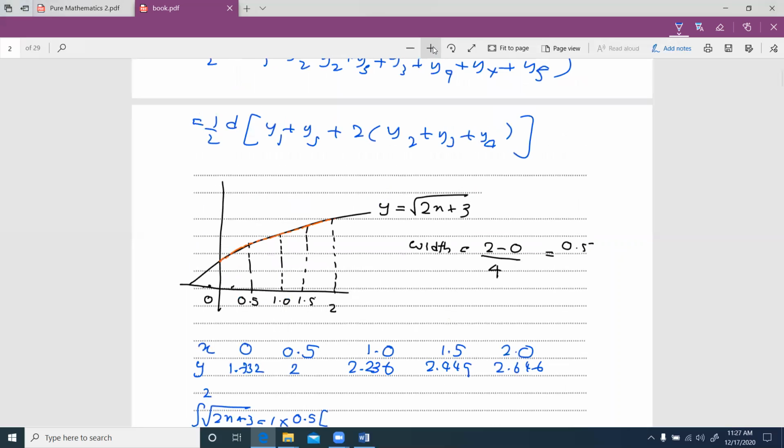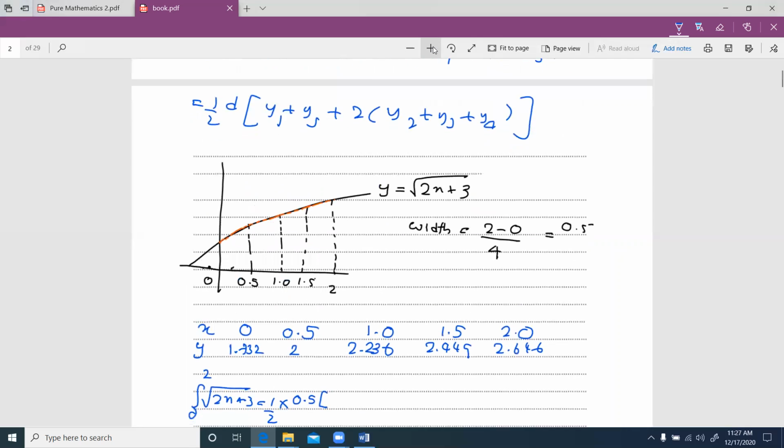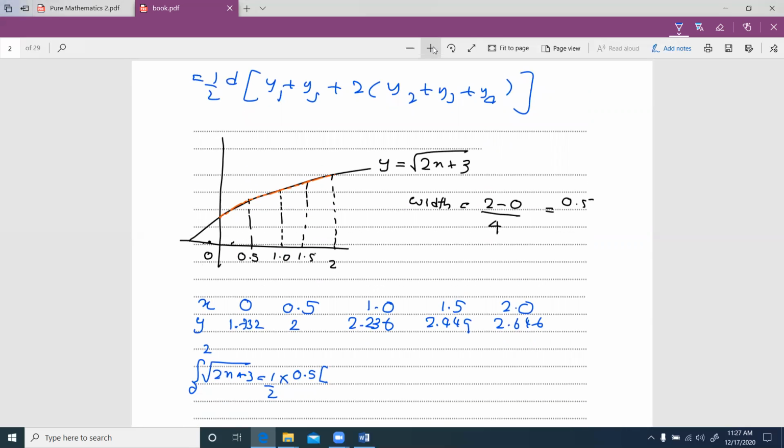Look at this. Half, the width of a strip, times the first y coordinate, 1.732, plus the last y coordinate, 2.646, plus 2 times the addition of the intermediate coordinates except the first and last. So 2 times 2.236 plus 2.449 plus 2.646. Then you get an approximated answer for this.